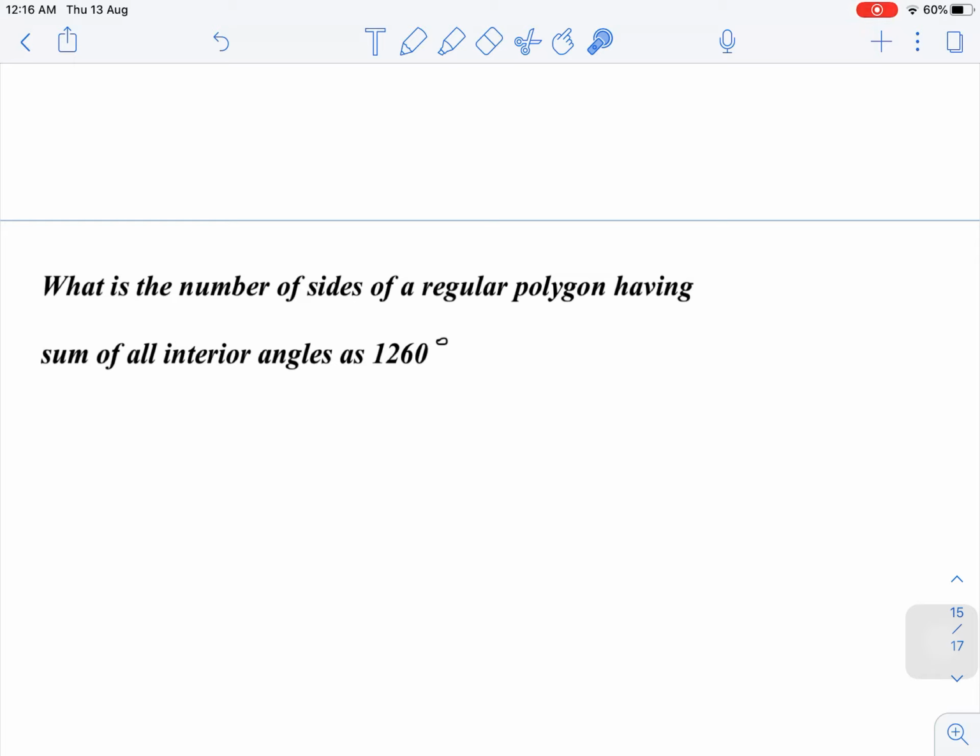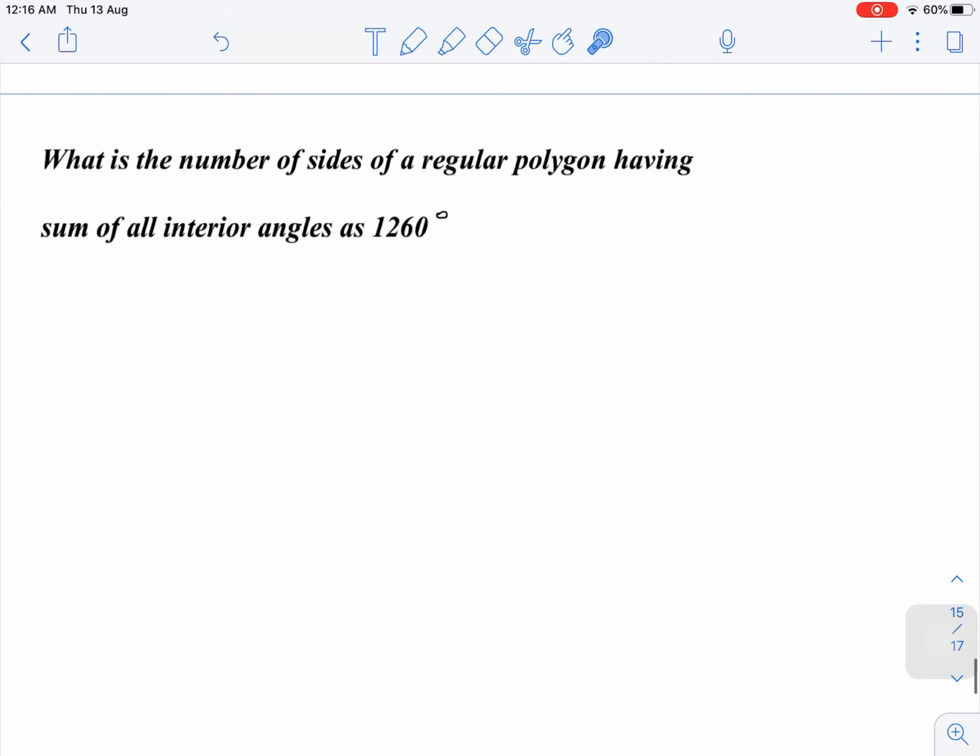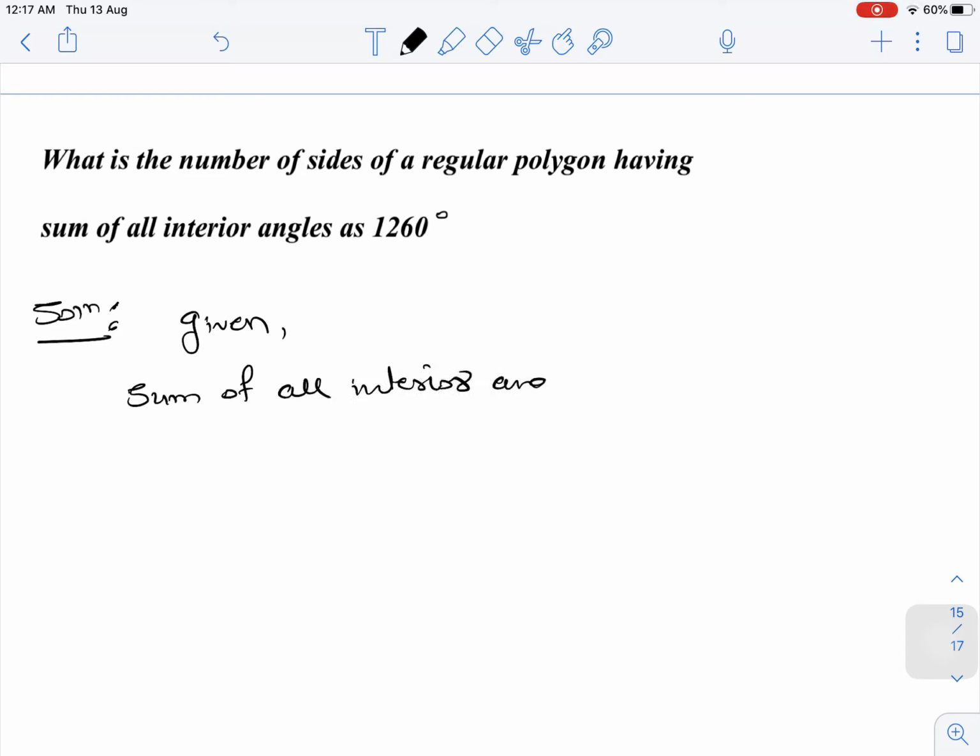Now suppose you are given the sum of all interior angles, then how do we find the number of sides? For example, here it is given: what is the number of sides of a regular polygon having the sum of all interior angles as 1260? Let us try to solve this one. Now the solution: you can either write given or write here. What things are given here? The sum of all interior angles is equal to 1260 degrees.